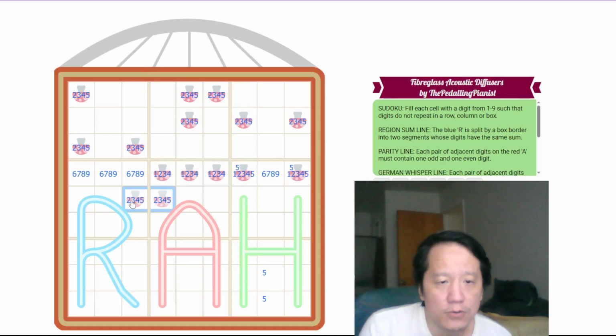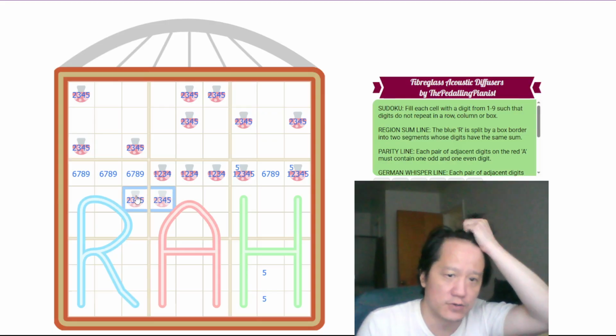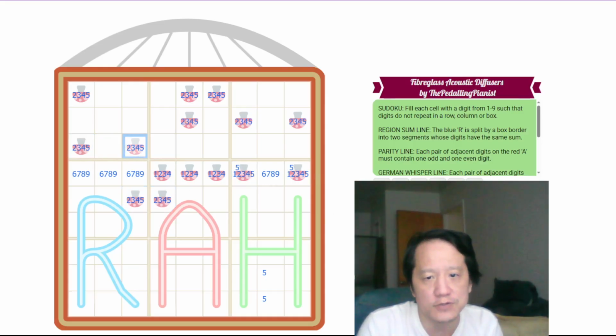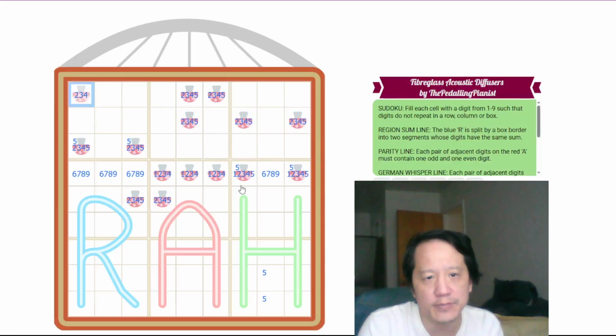We know one of these two digits is a 5. Okay, so there has to be a 5 in every row. We know there's a 5 guaranteed here. There has to be a 5 here. There must be a 5 in one of these two cells because there's no other 5 available in row 3. So therefore, this cannot be 5 here.